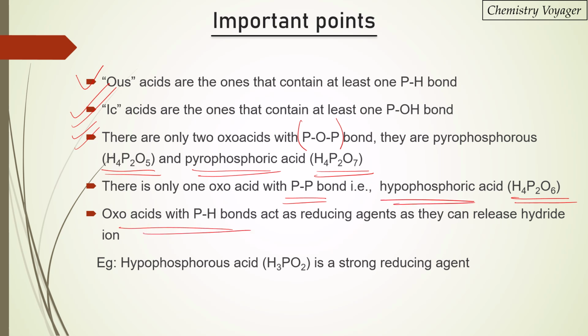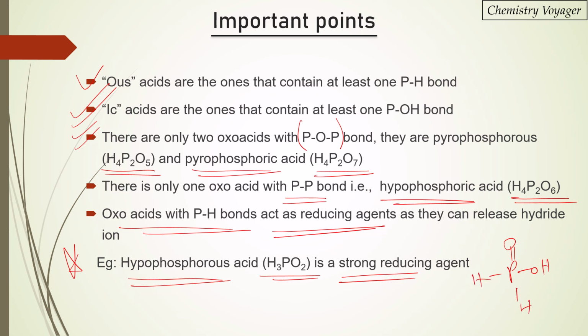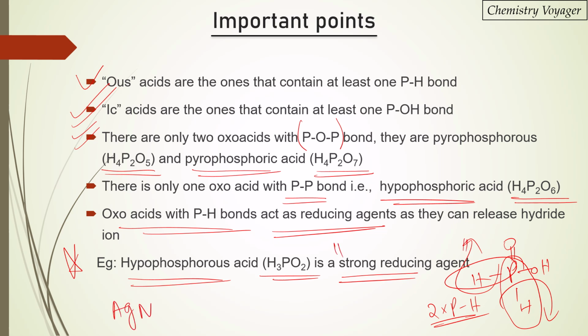Also, the oxoacids with P-H bonds can act as very good reducing agents. For example, take the case of hypophosphorous acid, H3PO2. This is a very strong reducing agent because it has two phosphorus to hydrogen linkages. Phosphorus to hydrogen, phosphorus to hydrogen. Two phosphorus to hydrogen linkages are there, so you get two hydride ions from this particular compound. So it acts as a very strong reducing agent. For example, if this H3PO2 is added to an aqueous solution of AgNO3, it will convert the silver plus ion into metallic silver. This is an example of a reduction reaction.